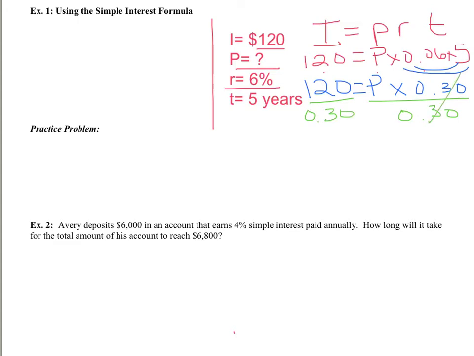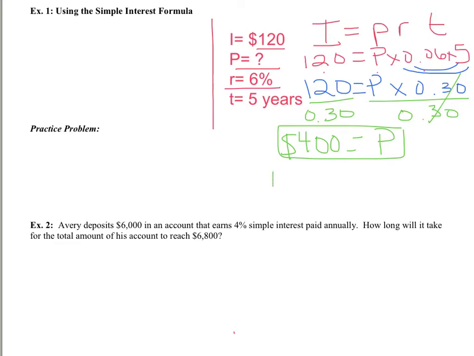So those divide out to be 1. And then my principal, if I take 120 divided by 3 tenths, I would get 400. Okay, so my principal is your starting balance. So that means we started with 400.